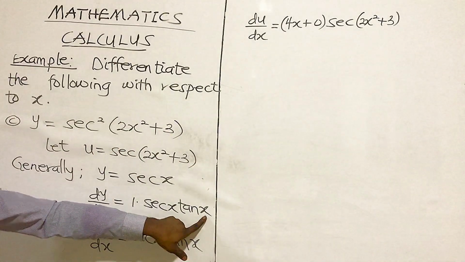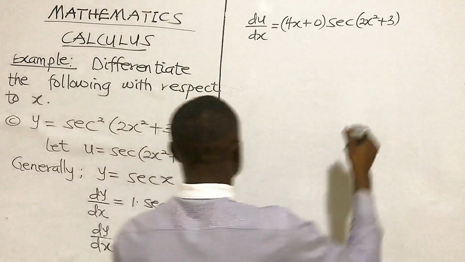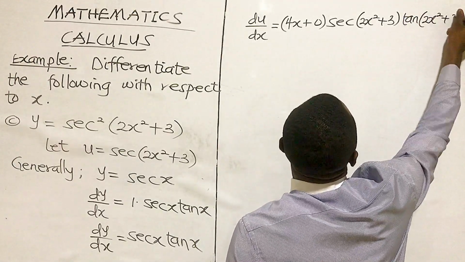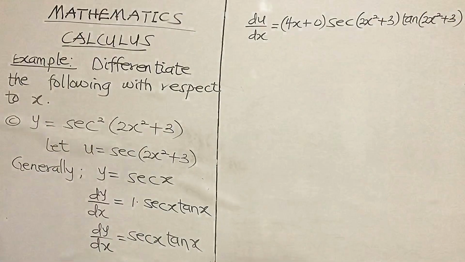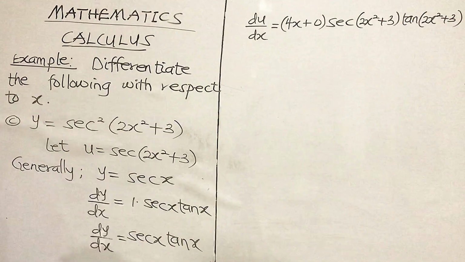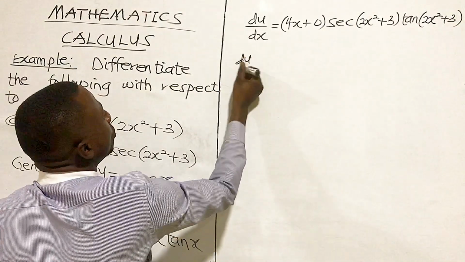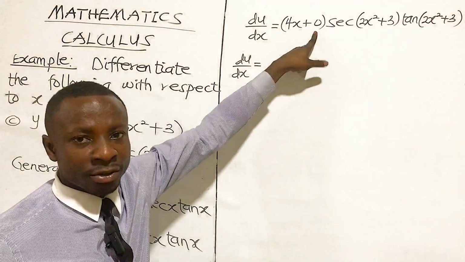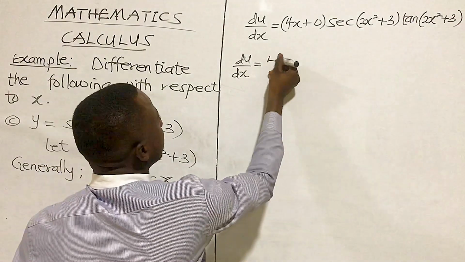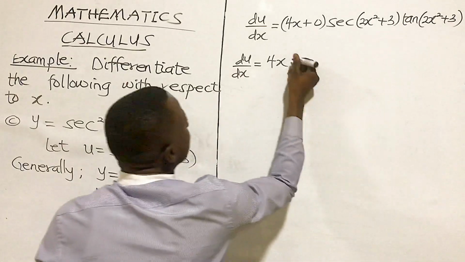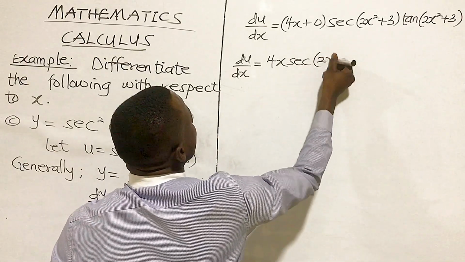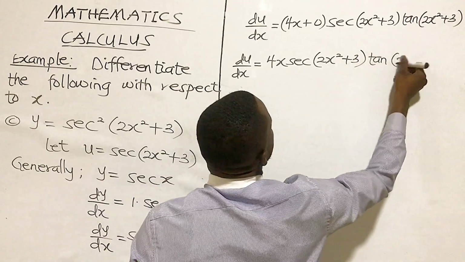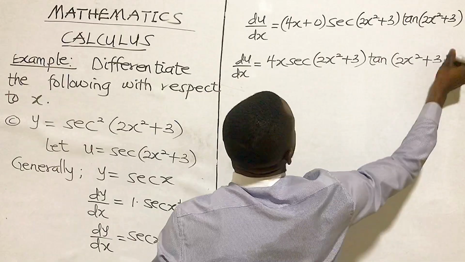Multiplying tan of the same function. So multiplying tan of 2x squared plus 3. And this is going to be the differential. So I still have du over dx is equal to 4x plus 0. We still have 4x, multiplying the whole of this, which is sec into bracket 2x squared plus 3, and then tan of 2x squared plus 3.